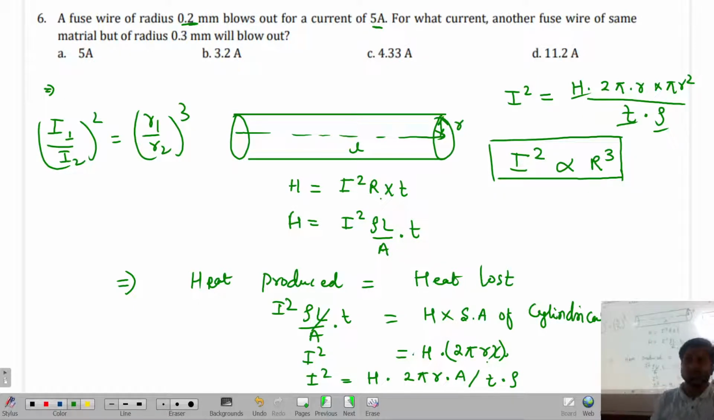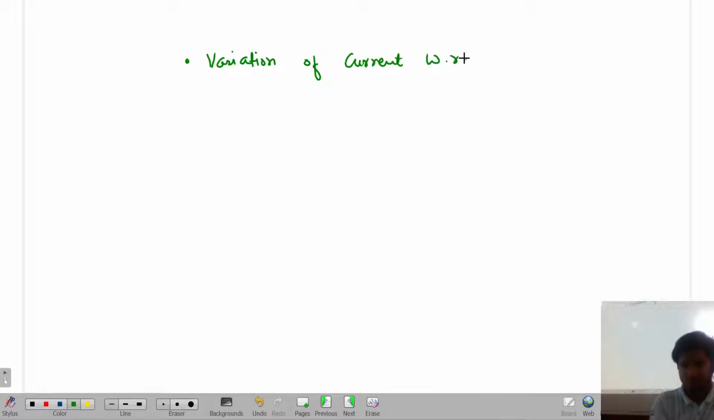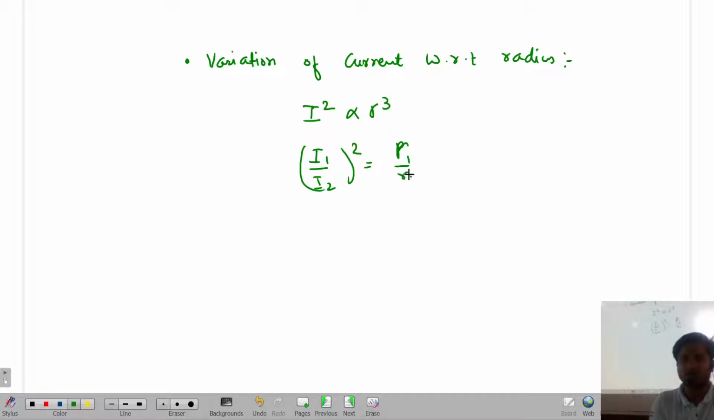Remember this. If someone asks you the variation of current with respect to radius, it is given as I square is directly proportional to r cube. I1 by I2 whole square is nothing but equal to r1 by r2 whole cube. Right or not? This is the first important point.